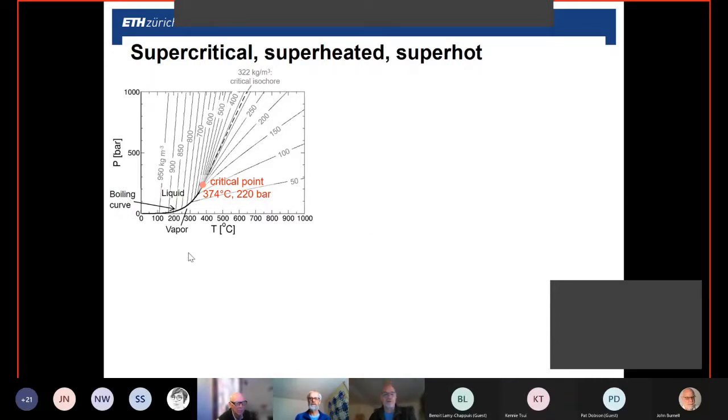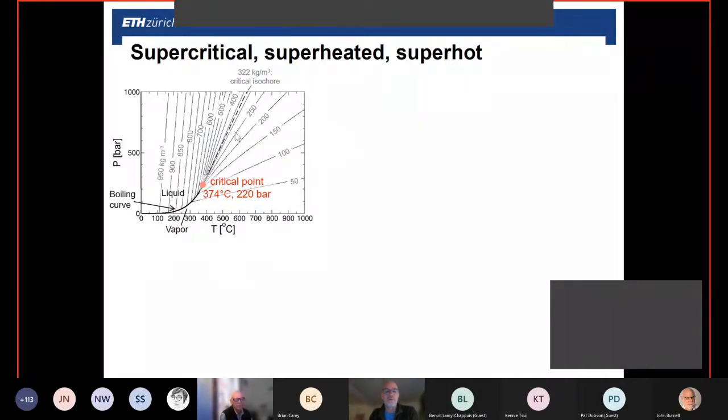This is a phase diagram of water, with temperature on the horizontal axis and pressure on the vertical axis. I guess most of the people in the audience know that there is a boiling curve that terminates in the critical point at around 374 degrees C. At temperatures and pressures below that, it's easy to distinguish liquid from vapor or steam, because they're separated by the phase boundary.